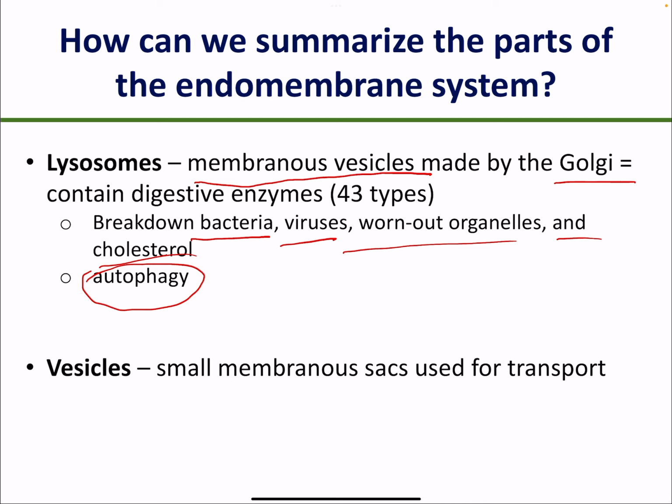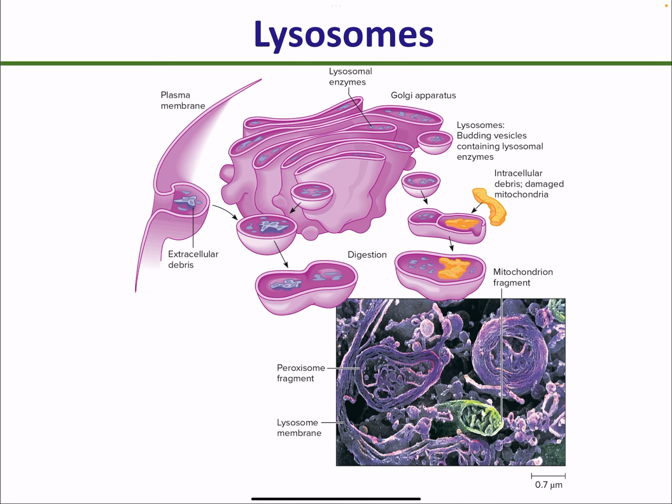So beyond lysosomes, we're going to have vesicles. These are small membranous sacs that are used for many purposes, including transport. I mentioned earlier transport vesicles. So here you have an example of how some particles are going to be brought inside of the cell through a process that we call phagocytosis.